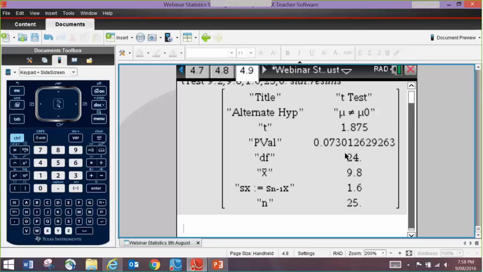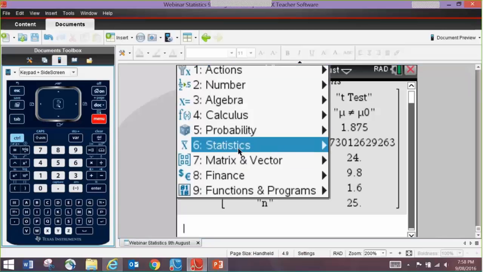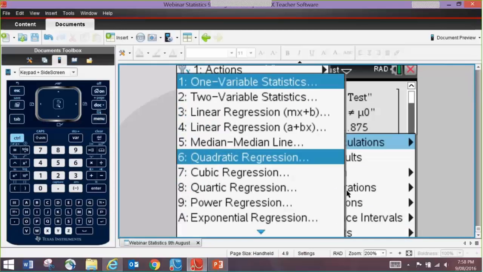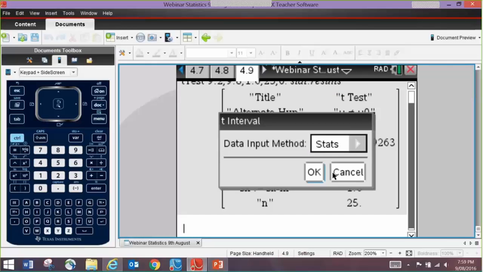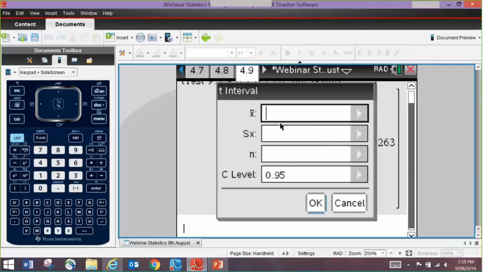You can see my degrees of freedom is 24, etc. But I could also have got that in a different way with the confidence interval. So if I'd gone to statistics and confidence intervals and the t-interval, and I put in my 9.8, my 1.6, my 25, and it was at the 5% significance level, so I'll do the 0.95.